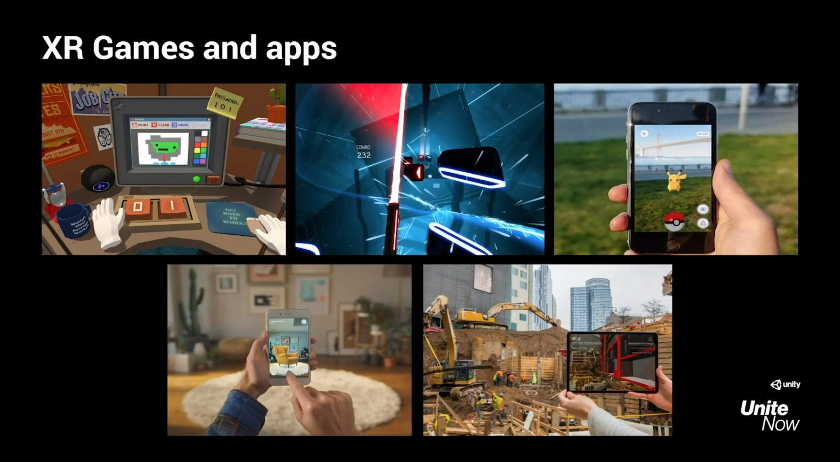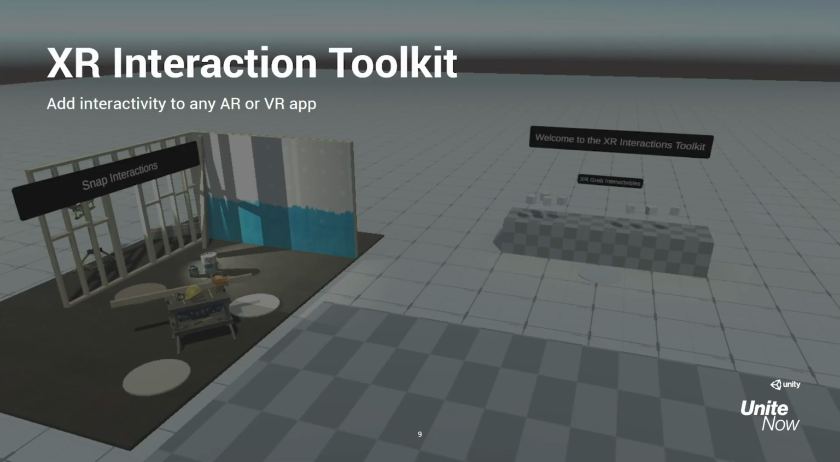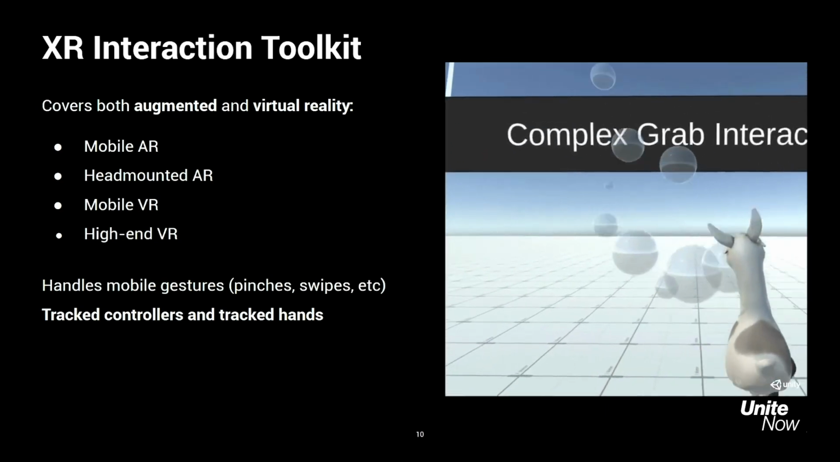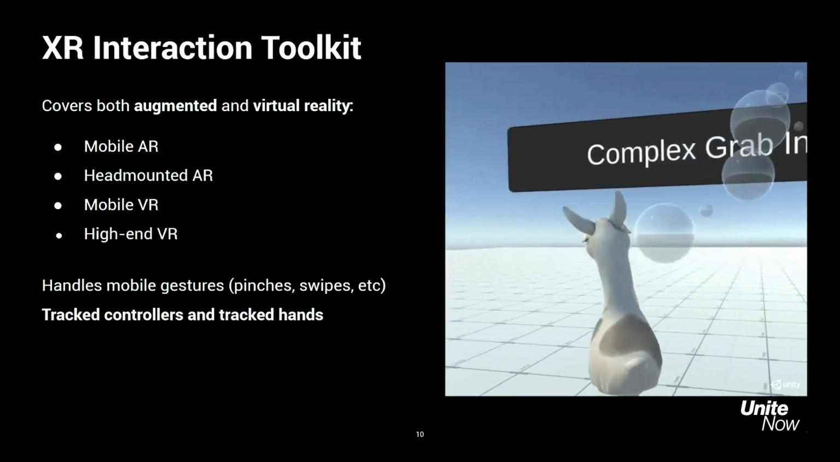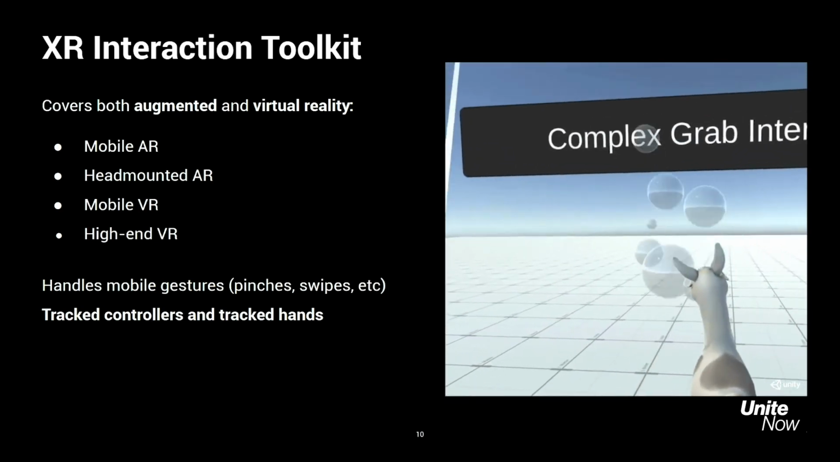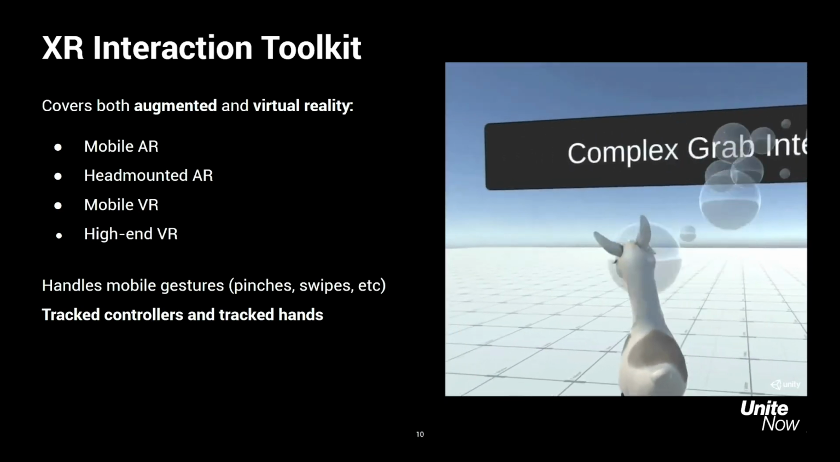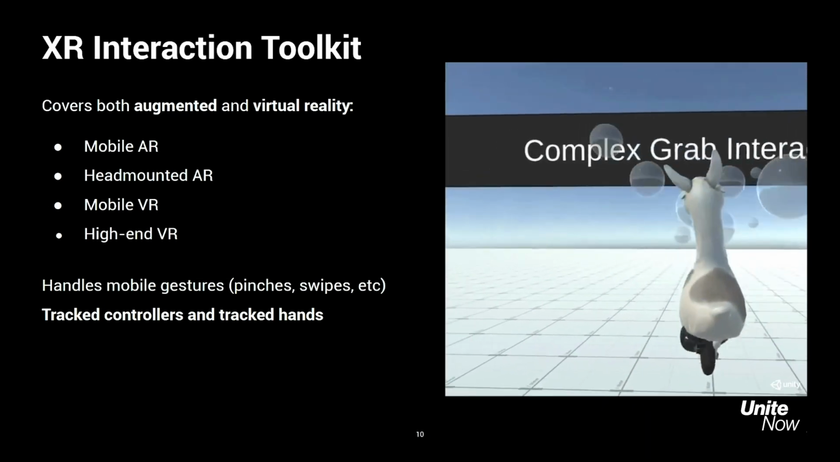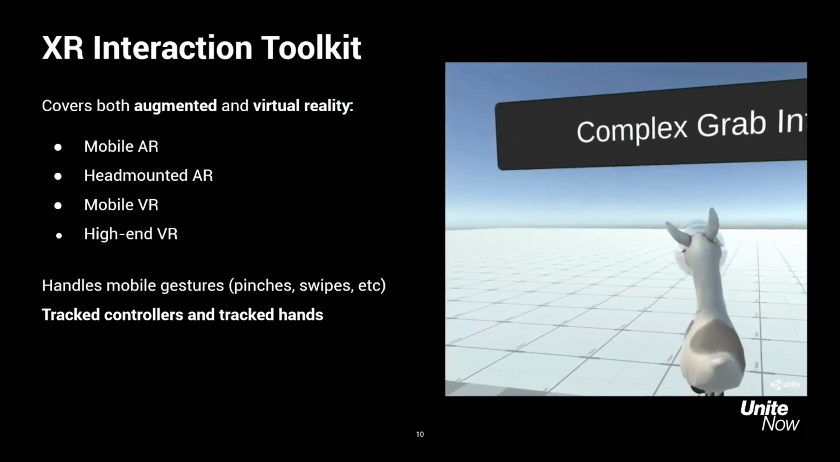Now that you know a little bit about Unity and how we're evolving our XR platform, let's dive in and start learning about the XR Interaction Toolkit. This is a way that you can easily add and start building interactivity into your augmented and virtual reality applications. The XR Interaction Toolkit covers both AR and VR. We're looking at platforms like mobile augmented reality, like ARKit and ARCore, head-mounted augmented reality, like the HoloLens and Magic Leap, and mobile or standalone virtual reality like the Oculus Quest, and high-end virtual reality like the Oculus Rift.